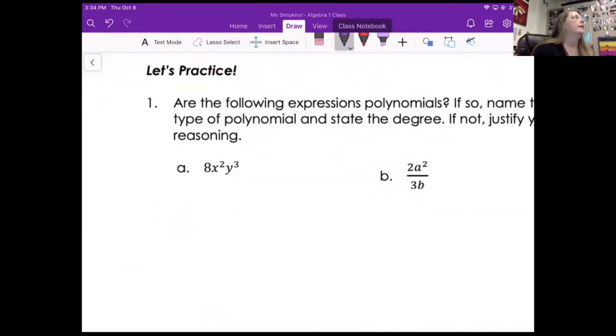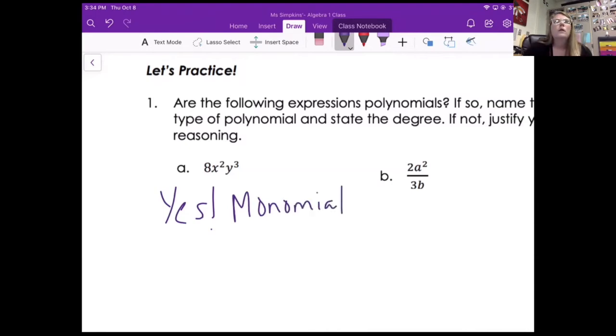Is letter A a polynomial? Yes. What type of polynomial? Monomial. What is its degree? Go for it. 5. How did you get 5? Since I have 2 variables, I need to add their exponents to give me a 5.